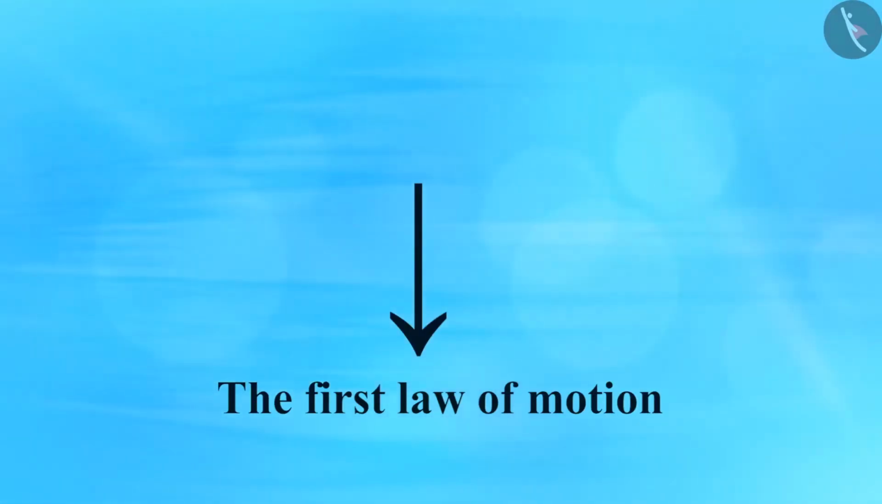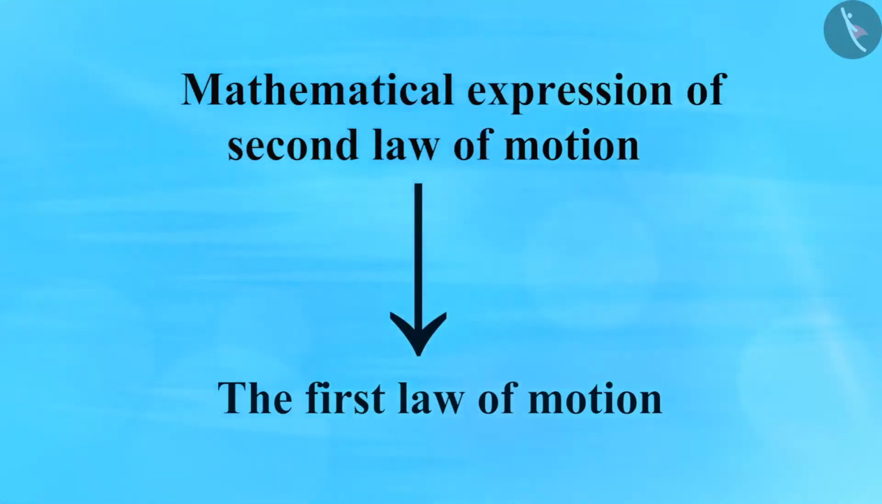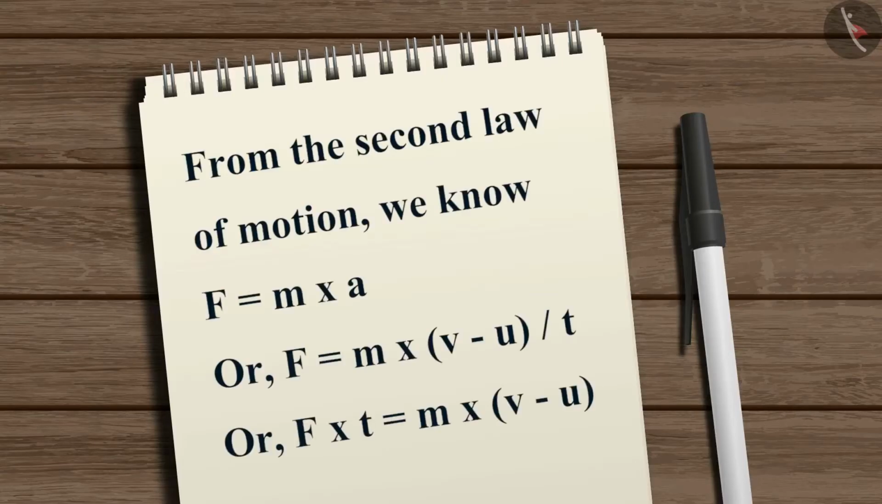It is interesting to note that the first law of motion can be mathematically stated from the mathematical expression of the second law of motion. From the second law of motion, we know F is equal to m multiplied by a, or F is equal to m multiplied by v minus u divided by t, which can be written as F multiplied by t is equal to m multiplied by v minus u.